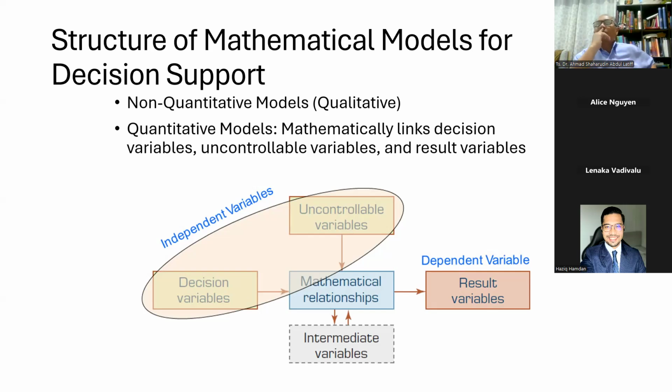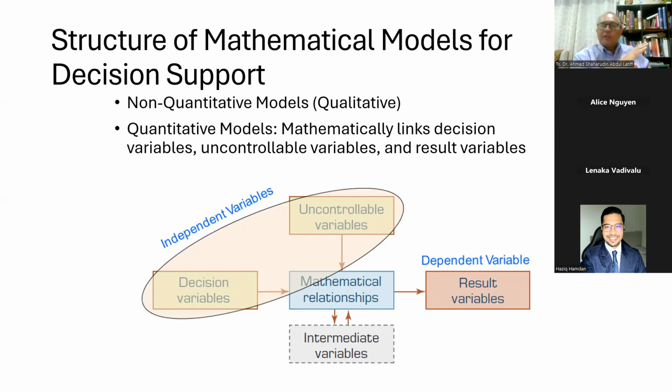Decision variables, for example, if you spend more in doing promotion, that is your decision. You decide on spending on doing promotion. If you spend more in doing promotion, for your result variable, will there be an increase in sales? The mathematical relationship is the relationship between what you spend on promotion and the increase in sales that you will make.